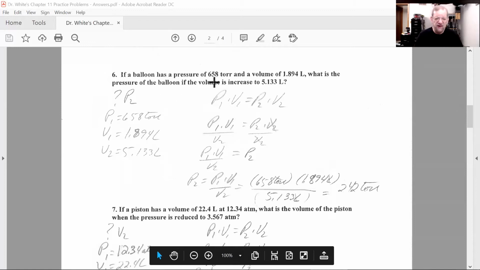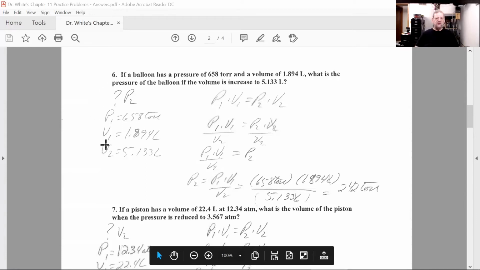If a balloon has a pressure of 650 torr and a volume of 1.9894 liters, what is the pressure of the balloon if the volume is increased to 5.133 liters? What are we trying to find? A final pressure, which I'll call P2. What are we given? The initial pressure, how many torrs? 658. The initial volume, 1.894 liters. We're also given a final volume. How do you know that? The volume is increased to something, in this case 5.133.